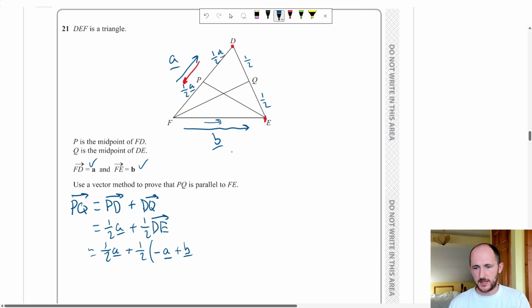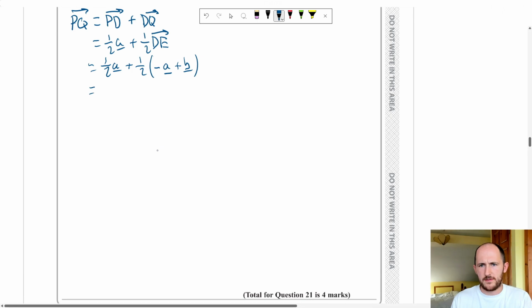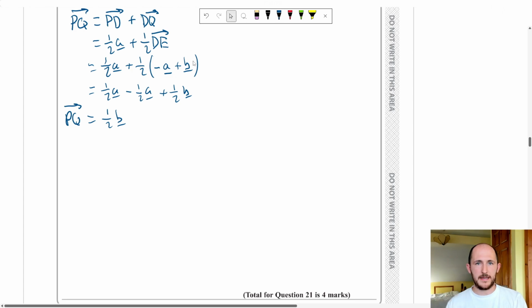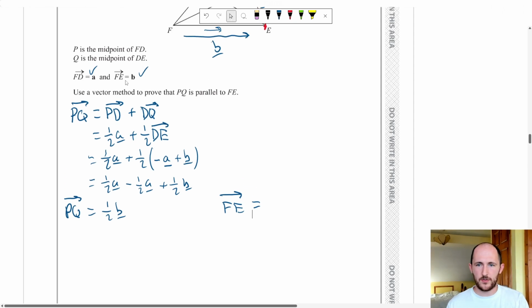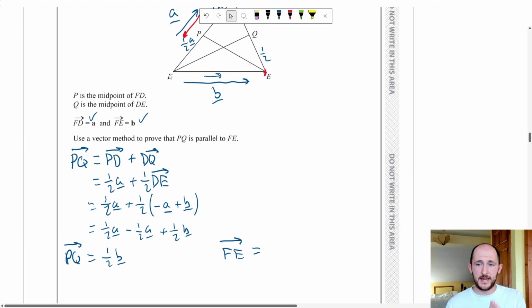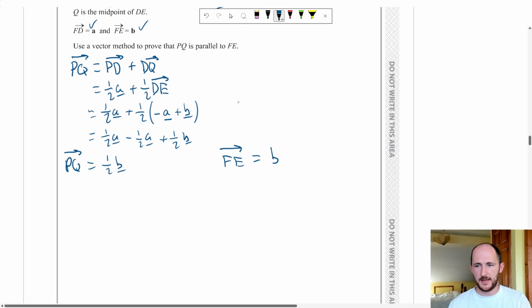And then from here, we can just expand this in order to work it out. I'll do this in a few steps. So a half A minus a half A plus a half B. So yep, half A, and then if we expand this, we have half times minus A, so minus half A, half times B is half B. So in short, P to Q is just a half B. Now for the vector FE, we actually already know it because it gave it to us in the original question itself. FE is B. So all we need to do is say that that equals B.